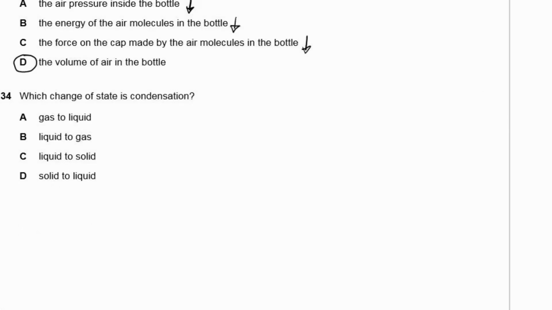34. Which change of state is condensation? Well, condensation is what you get on the grass in the morning, in your window, when you breathe on it. It's what happens when a gas becomes a liquid.